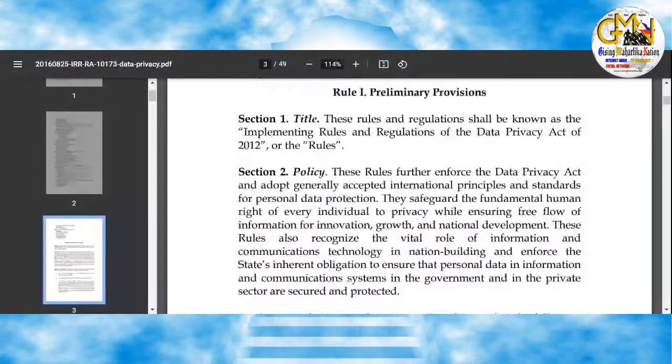These rules further enforce the Data Privacy Act and adopt generally accepted international principles and standards for personal data protection. They safeguard the fundamental human right of every individual to privacy while ensuring free flow of the information for innovation, growth, and national development. These rules also recognize the vital role of information and communications technology in nation building and enforce the state's inherent obligation to ensure that personal data in information and communication system in the government and in the private sectors are secured and protected.